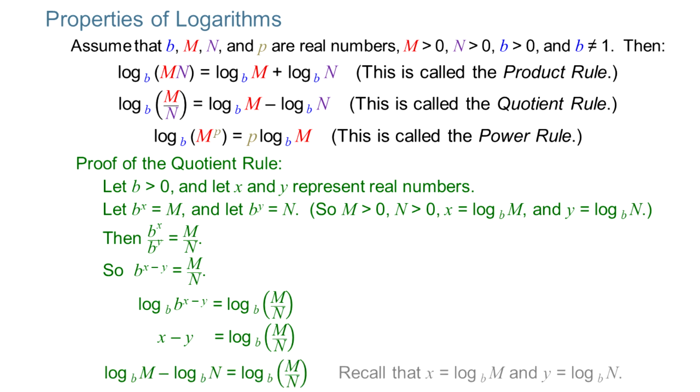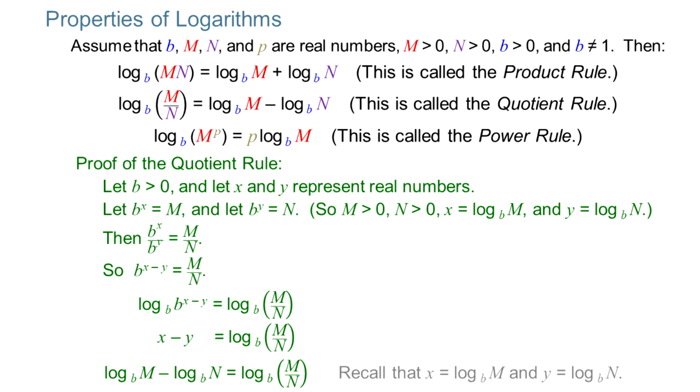And finally, since I started by letting x equal log base b of m and y equal log base b of n, I can substitute log base b of m for x and log base b of n for y. Since this gives me the equation that I wanted, I can say that the quotient rule is a valid rule.